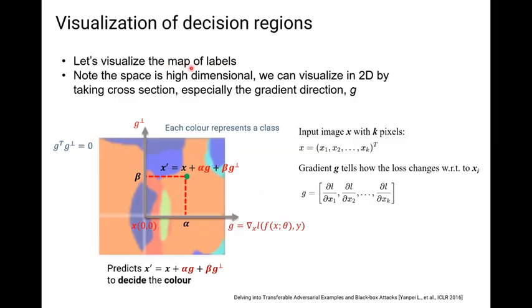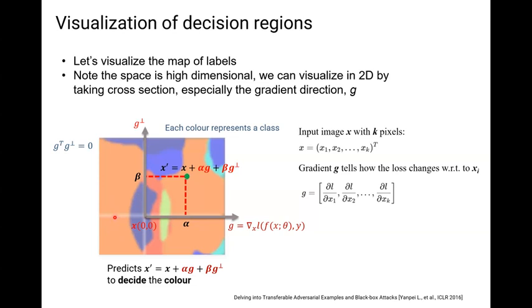So the map of labels surrounding the original, let's say the cat image. Let's say we can plot a map. Any point in this image corresponds to a slightly different version of the cat image. Is that clear? And then you will ask, what are these colors?